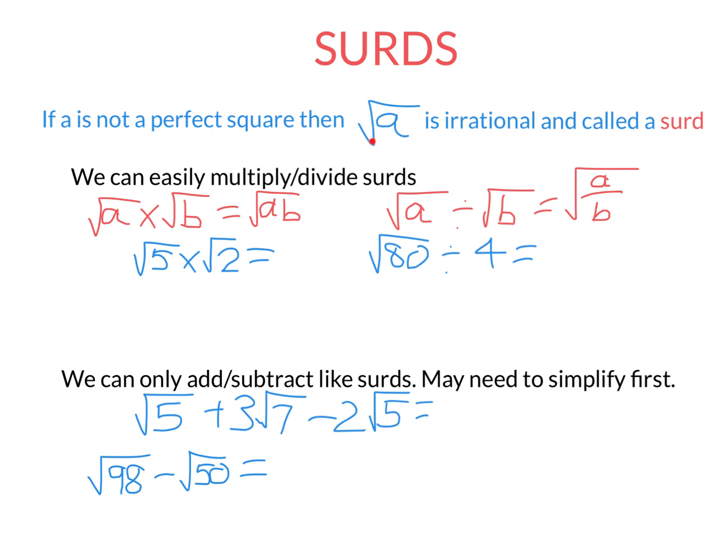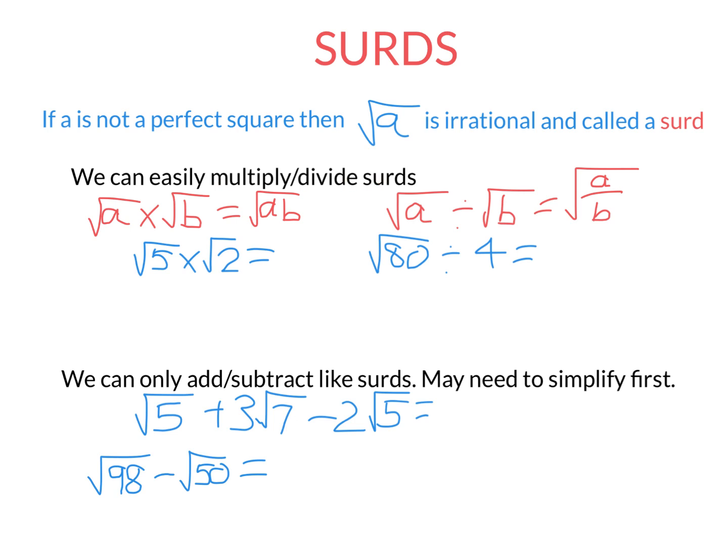Well, we know that if we take the square root of a non-perfect square, the number is irrational. We call these special type of irrational numbers surds. So for example, the square root of 5 is a surd because 5 is not a perfect square. This number here is irrational. So we're going to look at performing operations with surds.